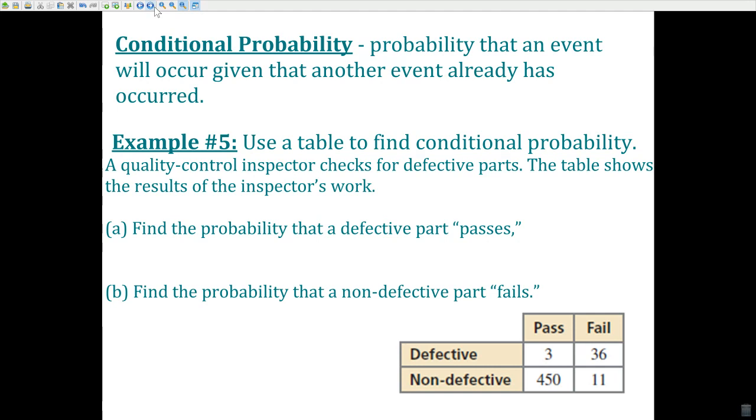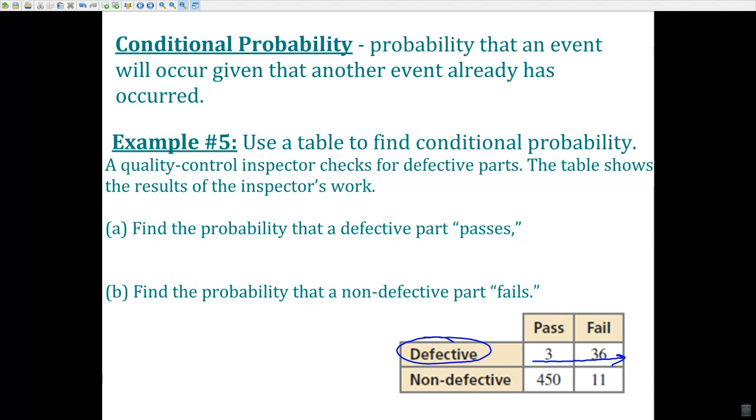Use the table to find the conditional probability. A quality control inspector checks for defective parts. The table shows the results of the inspector's work. Alrighty. Find the probability that a defective part passes. So we're only looking at the defective part category.